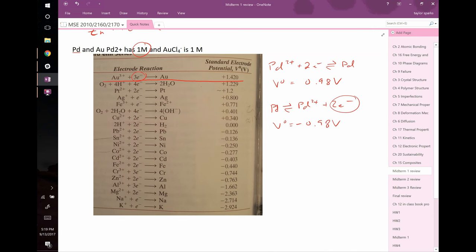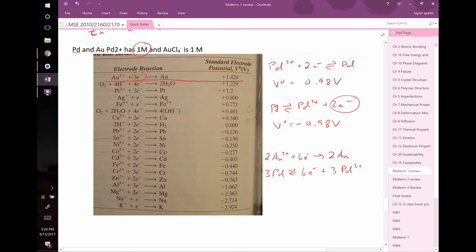Right. So I'm going to write it over here, I guess. Let's do 3 gold ions, right, plus, oh, I'm sorry, 2. I messed that up. We're going to multiply this by 2. 2 gold ions plus 6 electrons, right, yields 2 gold metal, right? Meanwhile, 3 palladium metal yields 6 electrons plus 3 palladium ions. Okay? That makes sense, that step?